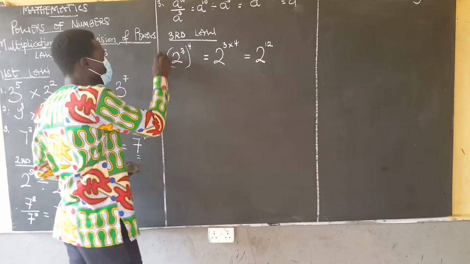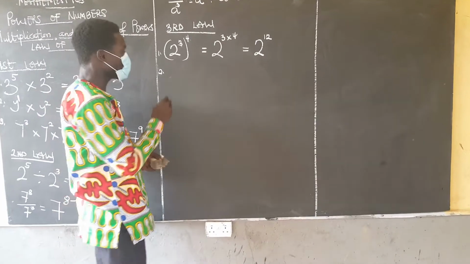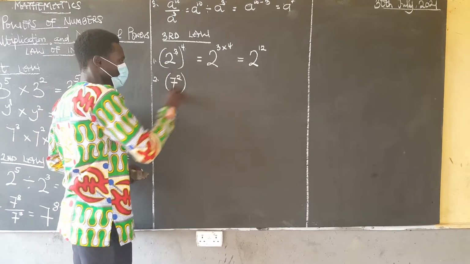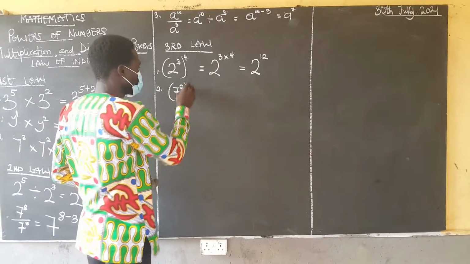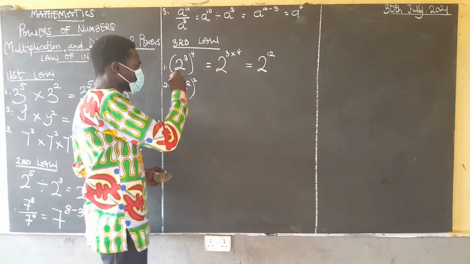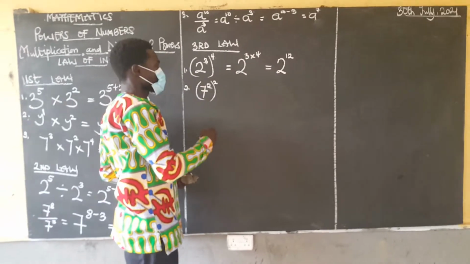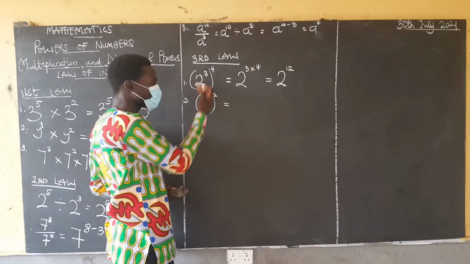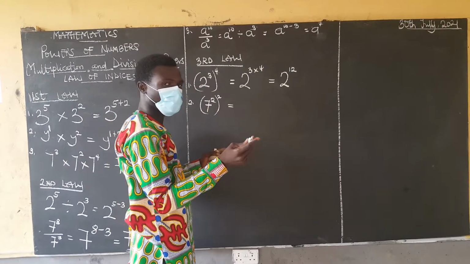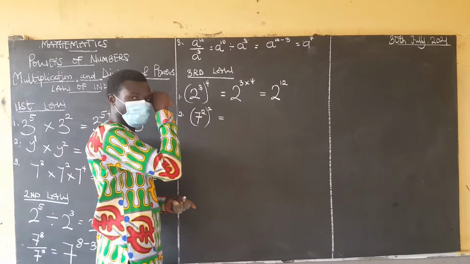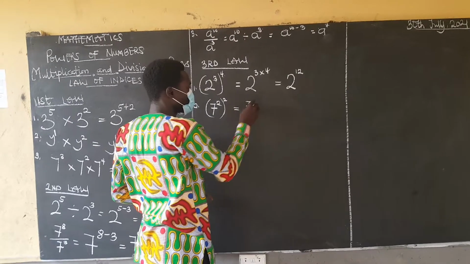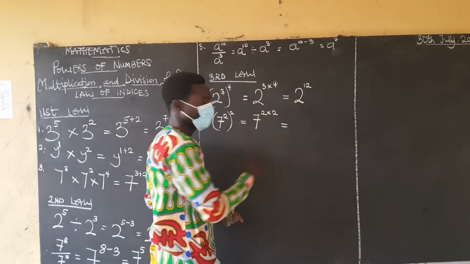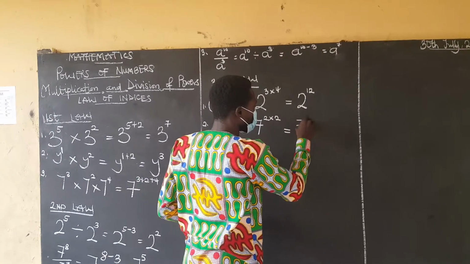Let's look at another example. Let's say we have 7 raised to the power 2, all this raised again to the power 2. And the third law is saying that when you see something like this, just multiply the two powers. The power here is 2, the one here is 2. So I'm going to say 7 raised to the power 2 times 2. And 2 times 2 is going to give me 4. So this will give me 7 raised to the power 4.